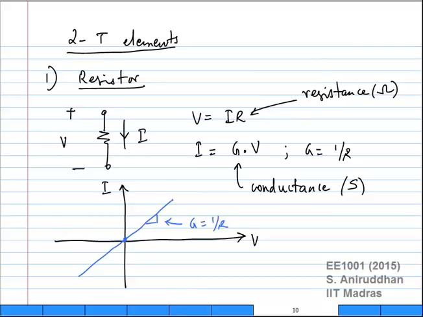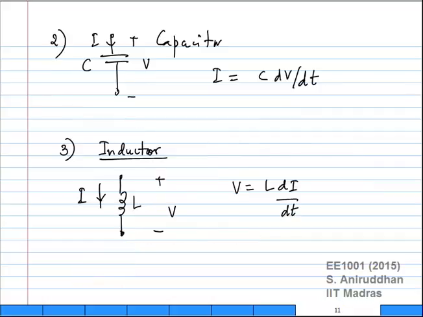Then we started looking at several of these two-terminal elements. The first one we looked at was a resistor. This is very well known. The voltage is related to the current in a linear fashion, V equals IR, or I equals G times V. If you had to plot the dependence, let's say I versus V, it would be a linear behavior with a slope of G. This is 1 by R. The unit of resistance is ohm.